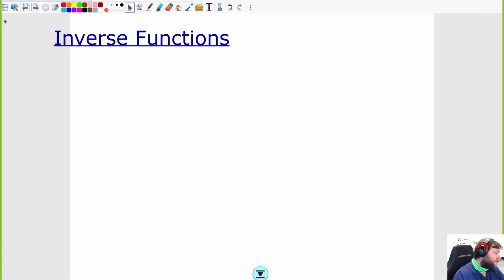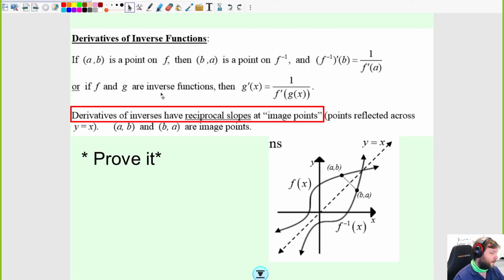Welcome. We're going to talk about inverse functions here, Calculus BC. What is an inverse function? Let's talk about the derivatives of this. And you might see this in a textbook.